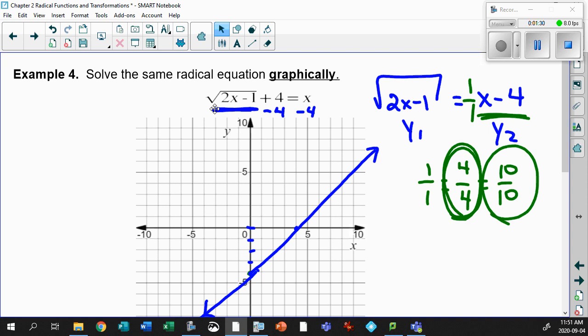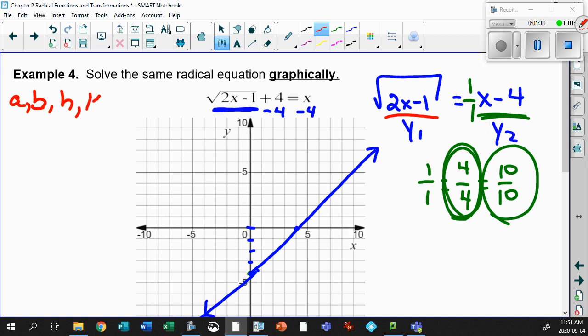Details. All right, now let's go into looking at this guy. Again, we've got to identify our A, B, H, and K. Now, your A value is the value up front. That's, of course, going to be 1. So there is no vertical stretch. Your B value, well, wait a second. Hold it. You know your B value is 2, but watch out for the H.